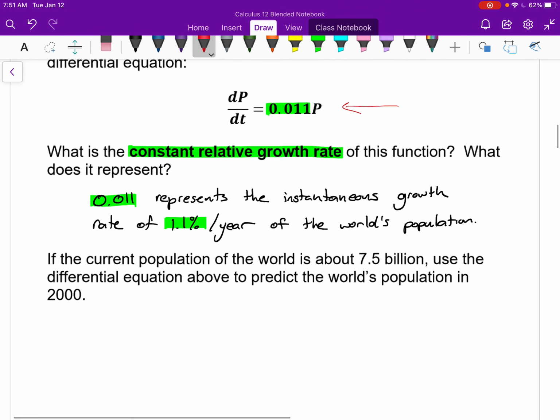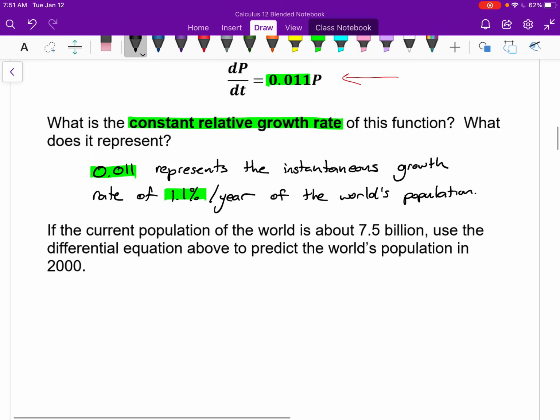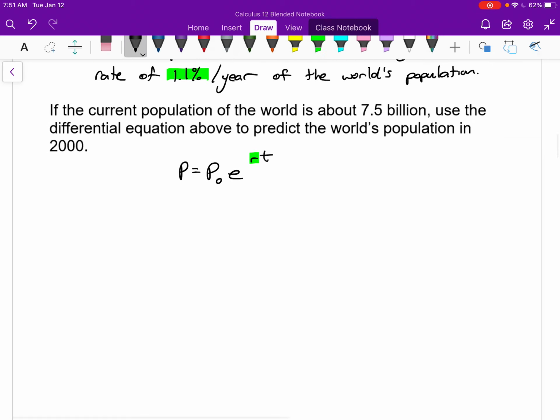So I want to express this using that A equals A naught times E to the RT, but I'll use population here. So this equation that I gave you at the beginning, we can write as P equals P naught times E to the RT. In this case, R was given to be exactly 0.011. The initial amount is the population right now, so 7.5 billion. I'll just write 7.5 times E to the 0.011 times T. So what am I going to put for T?